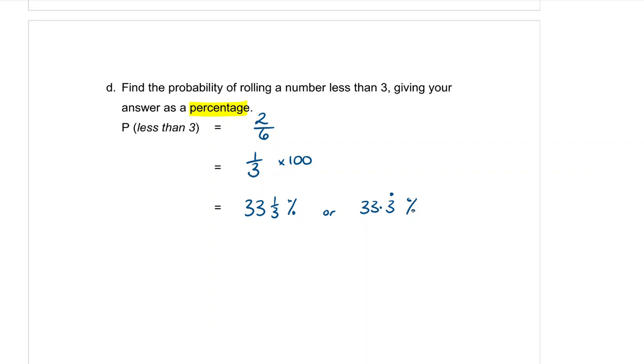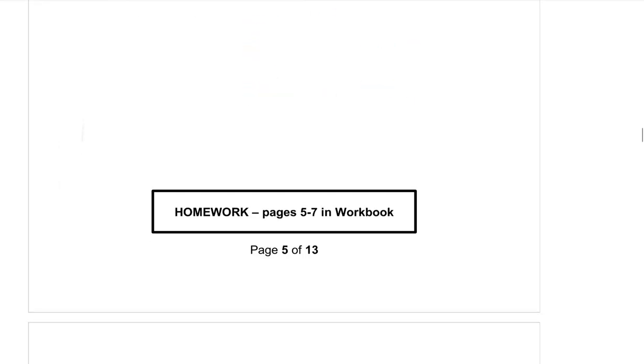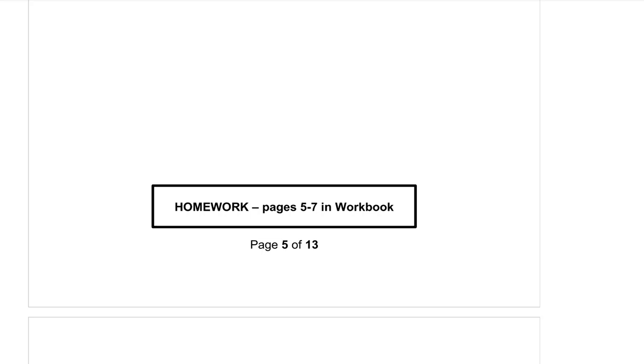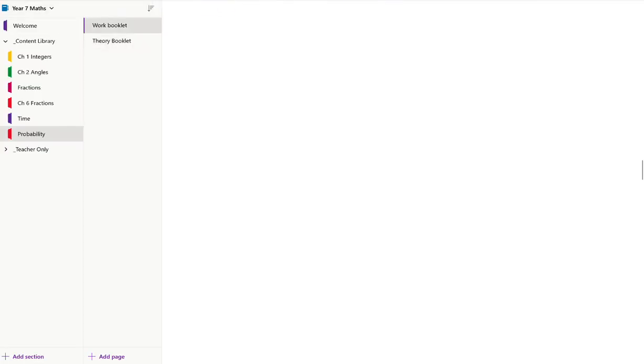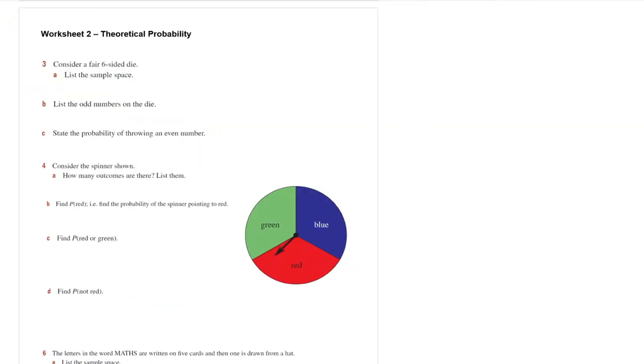Okay? All right, so you need to have a look at pages 5 to 7 of your workbook. It looks like this.